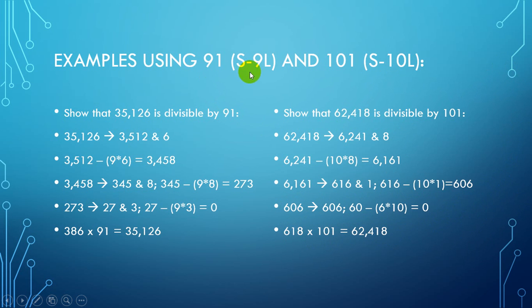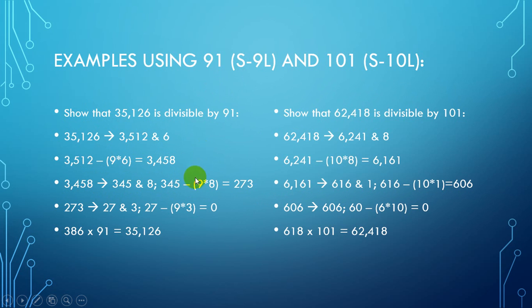And finally, 91, s minus 9l, and 101, s minus 10l. Hopefully by now you can clearly see the pattern. And just two more examples for you. Show that 35,126 is divisible by 91. So you break it apart, 3512 and 6. 6 times 9 now is 54. Subtracted from 3512 gives you 3458. Break it apart again into 345 and 8.